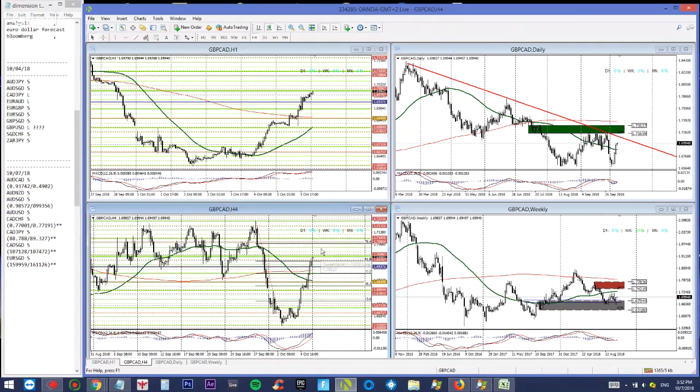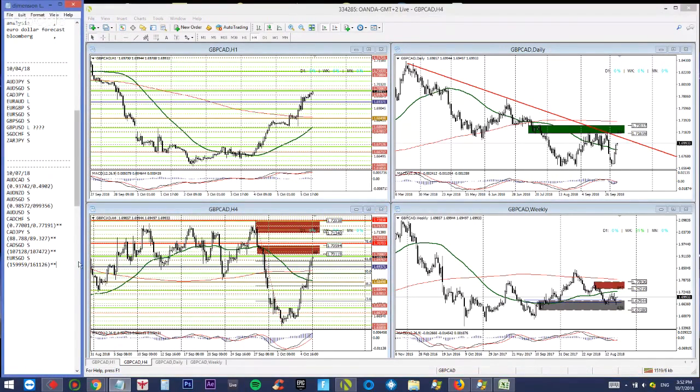There's a round number of 78. This is our supply zone area 1. This is our supply zone area 2. We might be looking for some 78 entries, and there's some stop loss on the top. So we have some setup happening here.